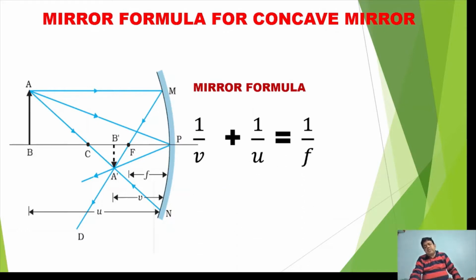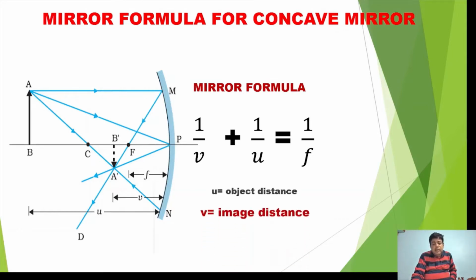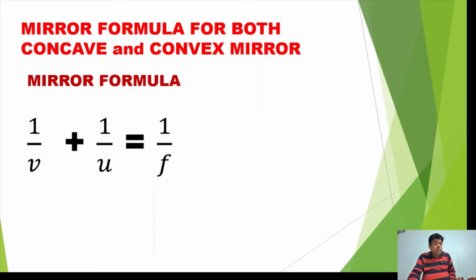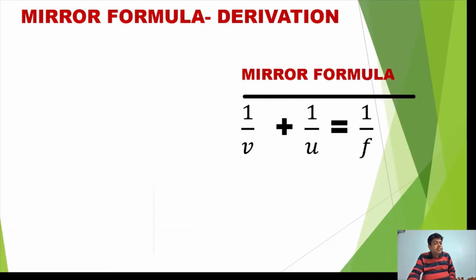So the mirror formula is 1 by V plus 1 by U is equal to 1 by F. This formula is not only for the concave mirror but also for the convex mirror; you will get the same formula. Here U is the object distance, V is the image distance, and F is the focal length. So the mirror formula for both the concave mirror and the convex mirror is the same, which is 1 by V plus 1 by U is equal to 1 by F.